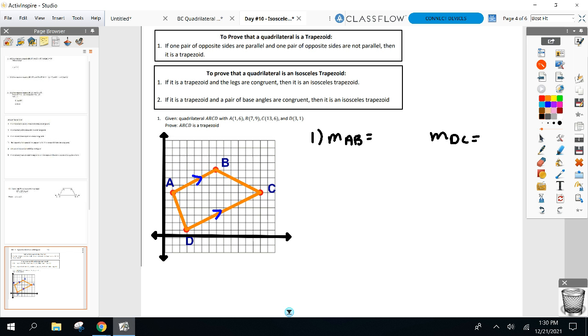How about 6? There we go. Slope of AB? 1 half. You guys got 3/6, which is 1 half. What about the slope of DC? 5/10, or also 1 half.